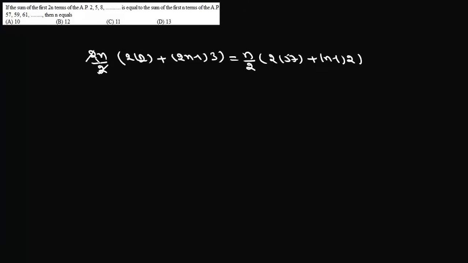Now this 2 and 2 will cancel, here this 2 and 2 will cancel, and this n will also cancel, so we'll get this as 6n plus 1, it is equal to n plus 56, or 5n equals 55, that is value of n is 11, and that's your option C.